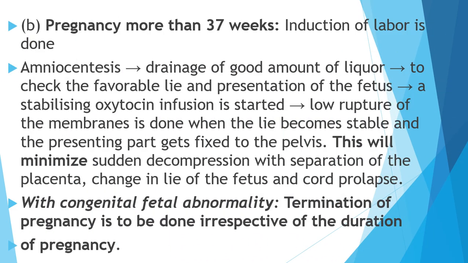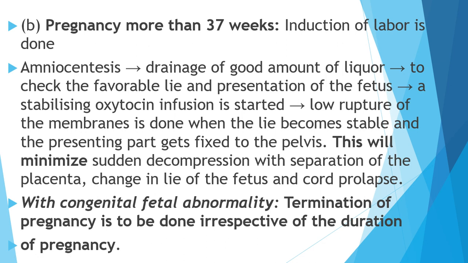Next, if the pregnancy is more than 36 weeks and stable, in our country after 37 to 40 weeks it is term, no problem if the baby is out. Lung maturity is assured, induction of labor is done and amniocentesis can be done. ARM should be done, with drainage of a good amount of liquor, to check for a favorable lie and presentation of the fetus. After ARM only, we will start the oxytocin infusion.